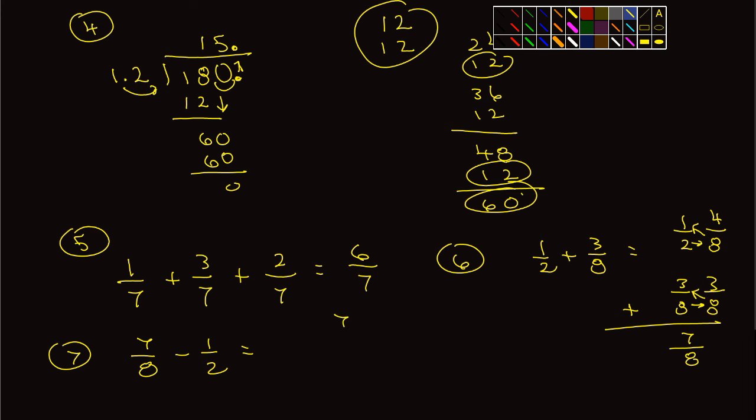Well, let's set it up here. 7/8 and I'm subtracting 1/2. I still need a common denominator. What's it going to be? Should be pretty obvious. It's 8. So this stays the same. It's going to be 7/8.